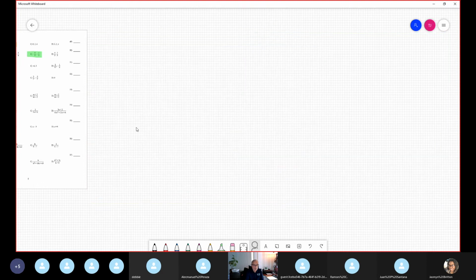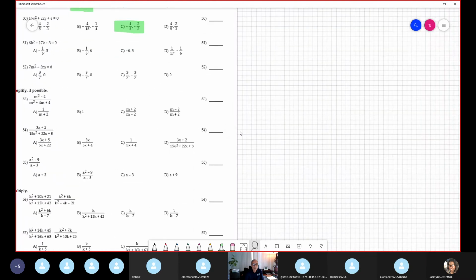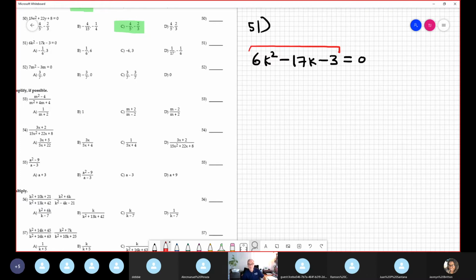Let me copy 51. Oof, 51. No, looks easy. Okay, 51 is 6k squared minus 17k minus 3. Okay, classification again. This expression is a trinomial. What kind? Special, because the coefficient is in front. The quadratic coefficient is 6, not 1.